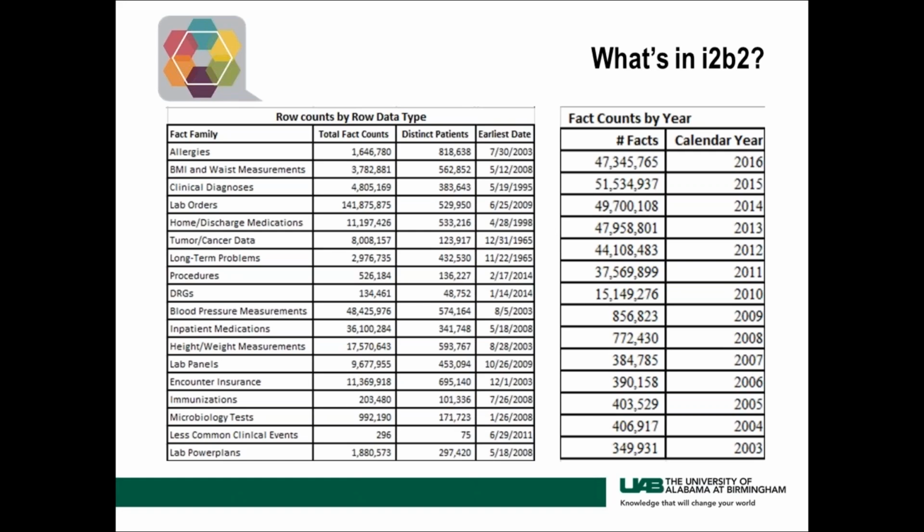And the fact count by year helps to sort of illustrate the duration of the enterprise data warehouse and thus i2b2. The line in the sand is effectively 2010, which coincides with the inpatient implementation of our EHR. That's where we have really the full breadth of clinical data. There are a lot of things that go back past that. For example, the cancer registry data goes back to the 60s. But effectively, we have a full and complete clinical record in the enterprise data warehouse and in i2b2 from 2010 forward.